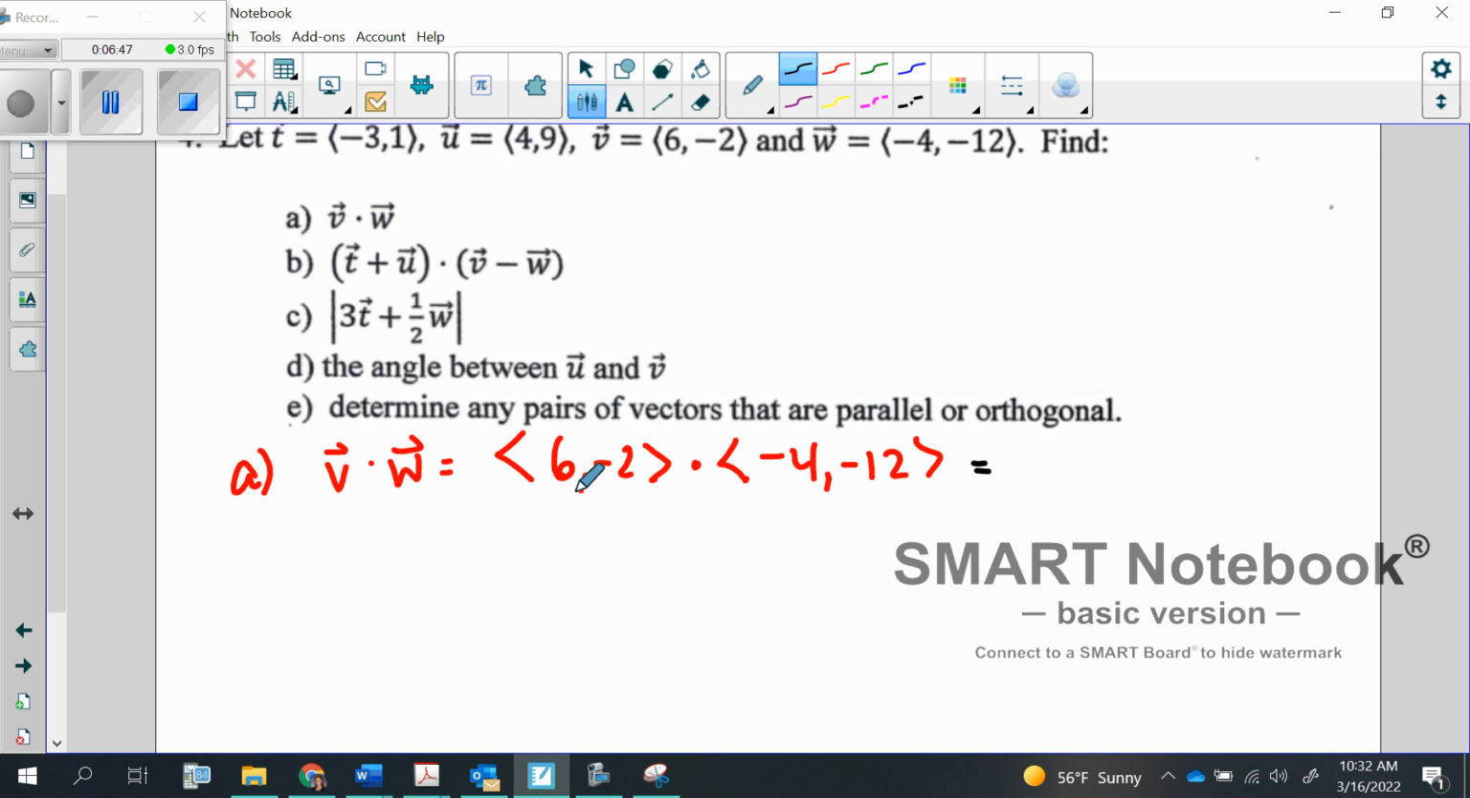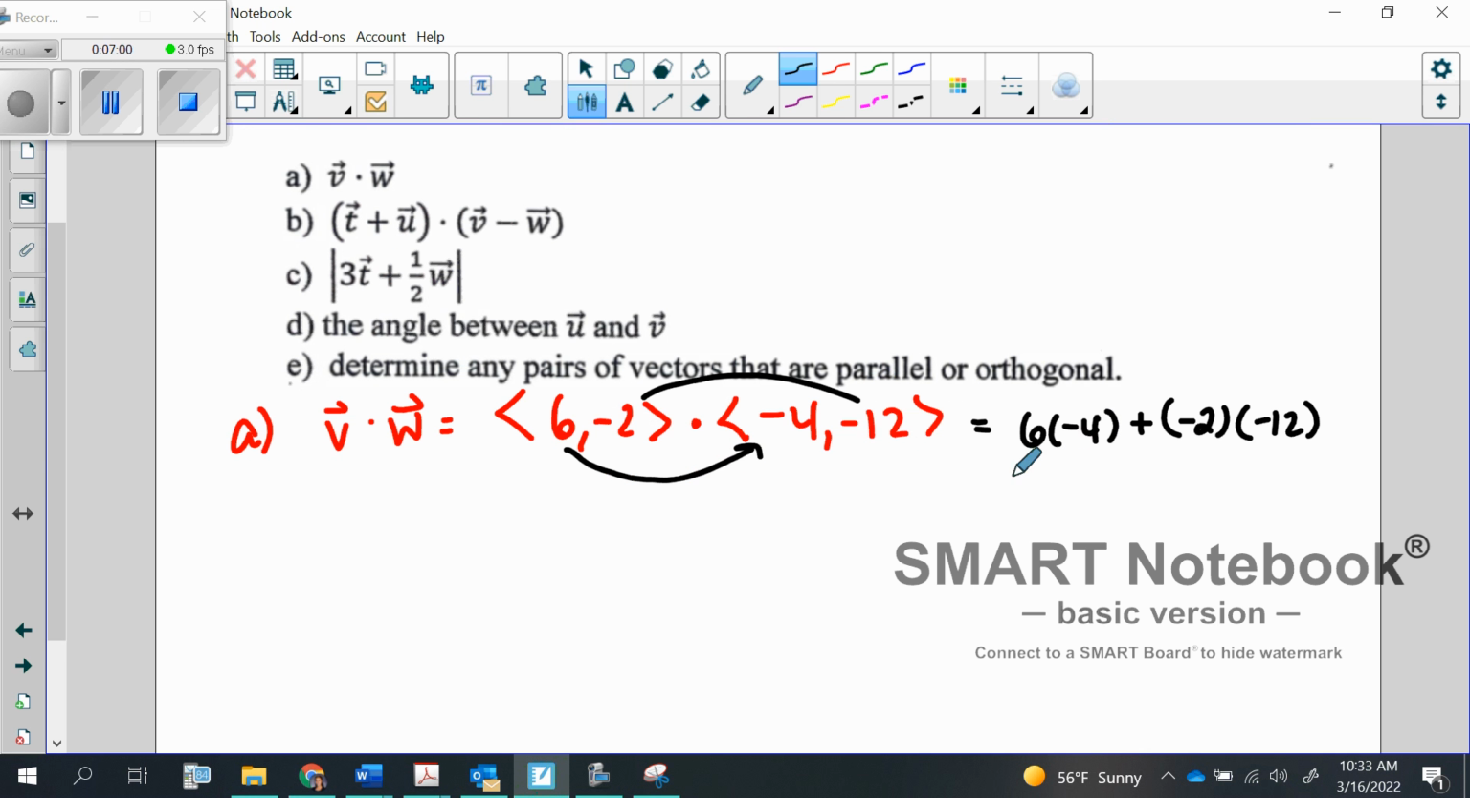When you do the dot product, you multiply the x components, and you add that to the product of the y components. So negative 2 times negative 12. Follow your order of operations, simplify first: negative 24 plus 24, and we end up getting for our dot product 0. Just a reminder, when you get 0 from the dot product, that means these vectors, V and W, are orthogonal to one another, which means they're essentially perpendicular vectors. That is how we check to see if two vectors are orthogonal. In this case, they just asked me for the dot product.